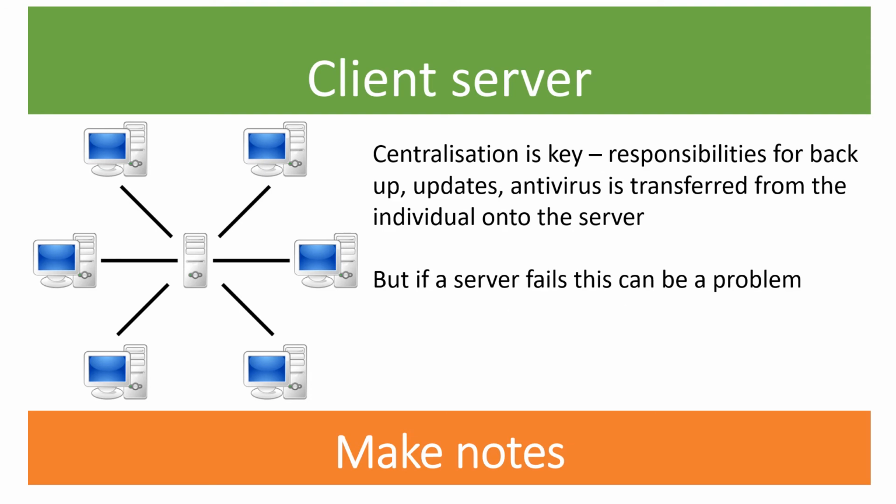Now, for this network to be successful, centralization is important. A lot of the services that can be provided on the network can be done directly from the server. So things like antivirus or updates can be transferred from an individual server. However, in this model, if our server fails, this can be a serious problem. It can mean the network is going to stop working.